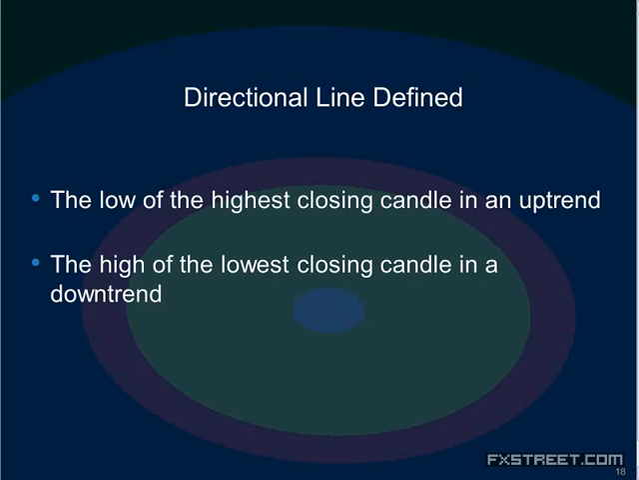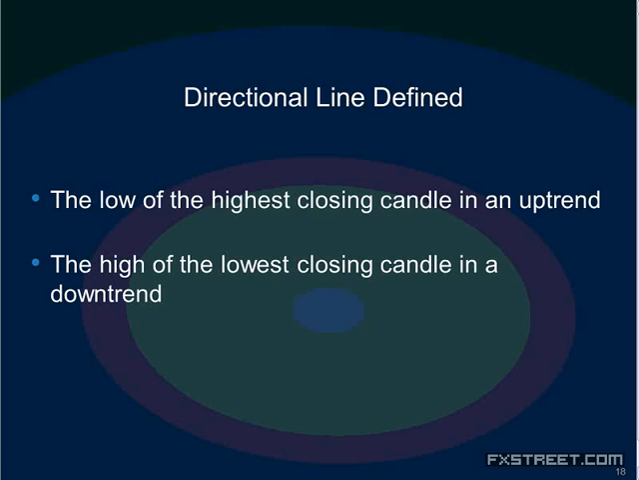Now, coming back to the slide, look at the second point, the high of the lowest closing candle in a downtrend. Same thing. Close your eyes. Imagine a bunch of red candles, because if you see red candles, you know you're in a downtrend. Now imagine the lowest closing of those candles. The high of that lowest closing candle, not the lowest candle, the lowest closing candle, is a significant area, because that's when the market was its weakest, when it closed on that lowest closing candle.